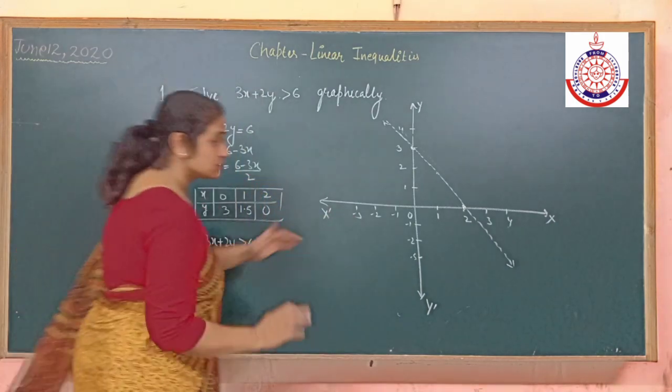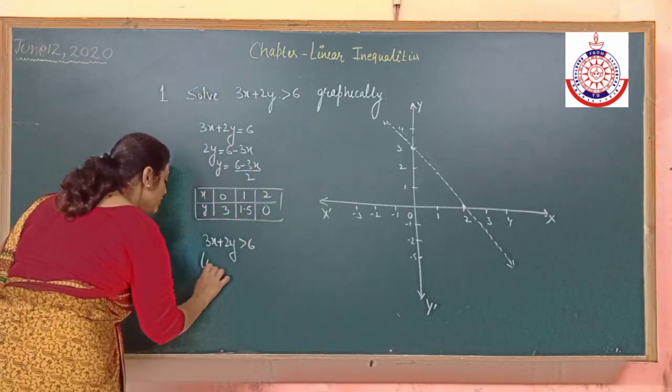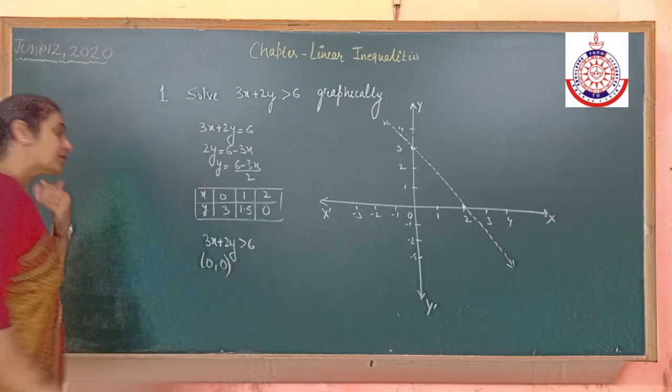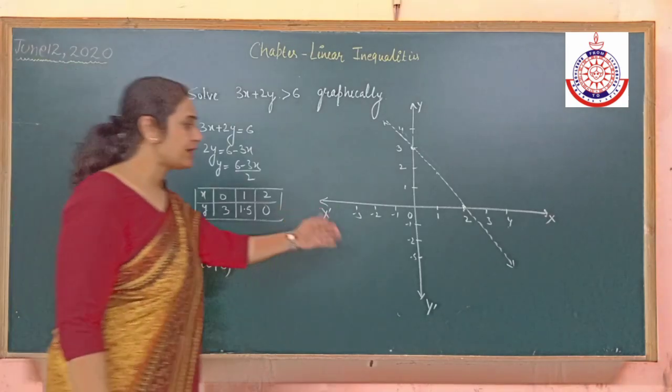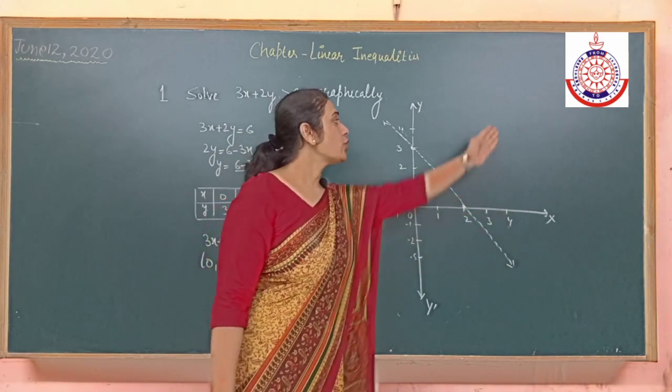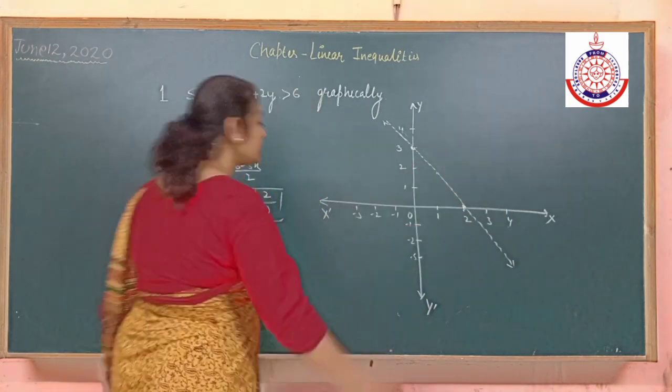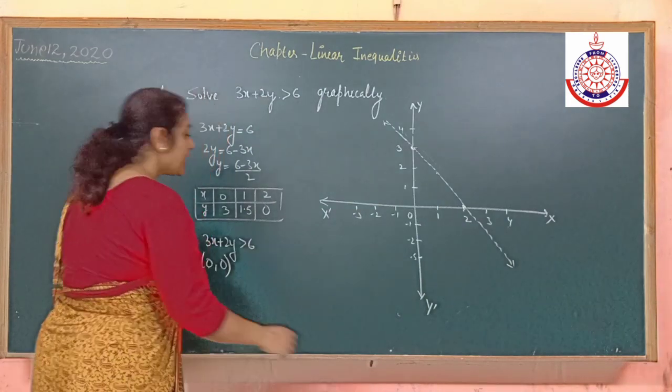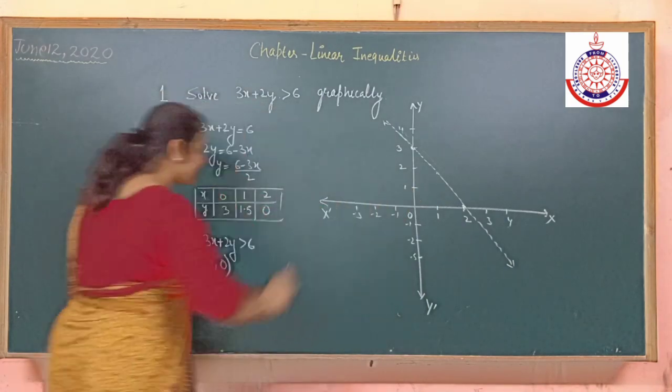So suppose it is next, now I'll put 0, 0 here. That's your choice. You can pick up any point. Suppose you want to pick up -1, -1, or you want to pick up 1, 1, or you want to take any point on that side. I have taken a point on this side, that is 0, 0.